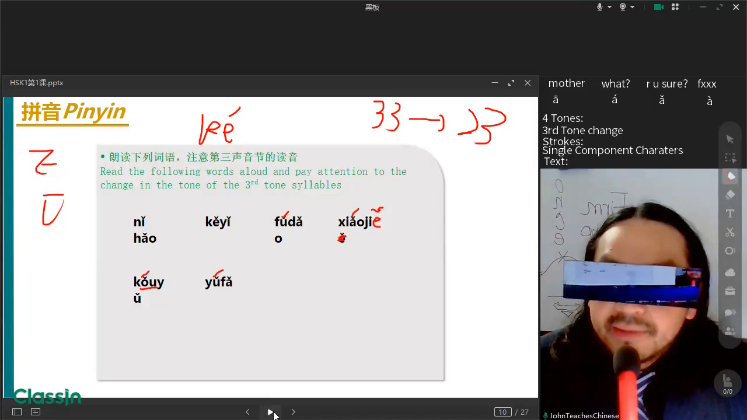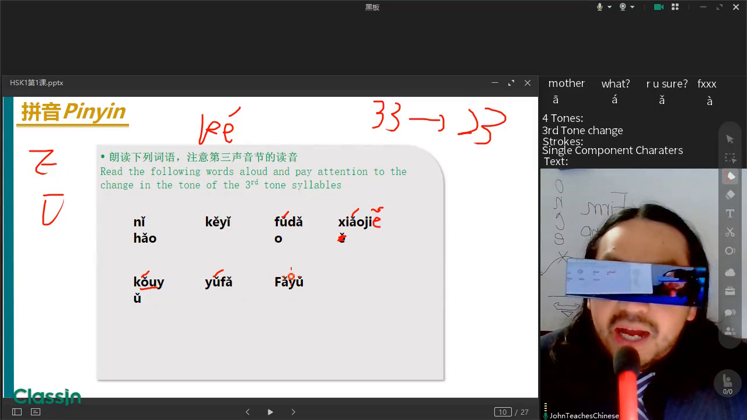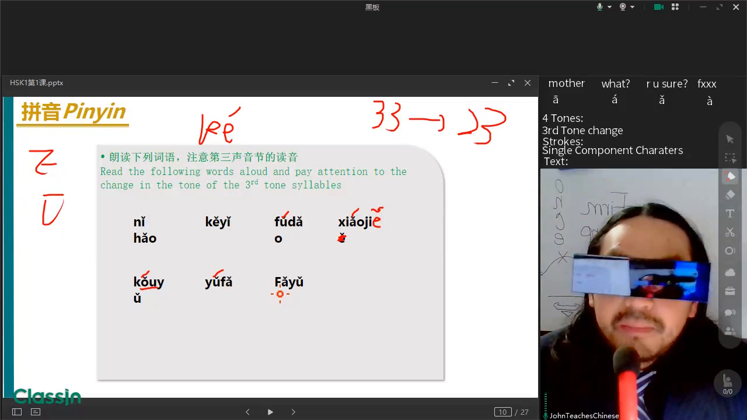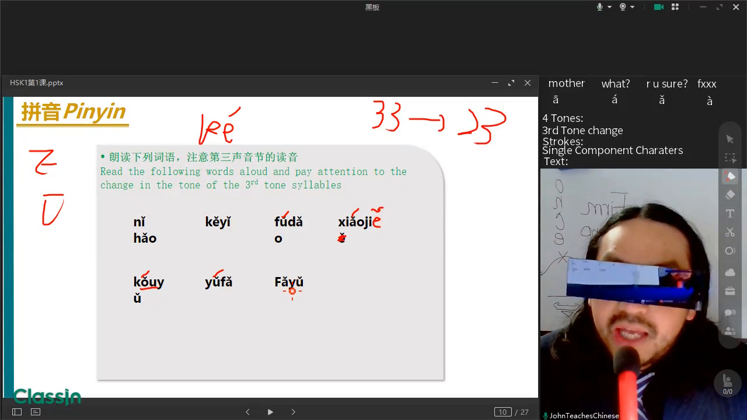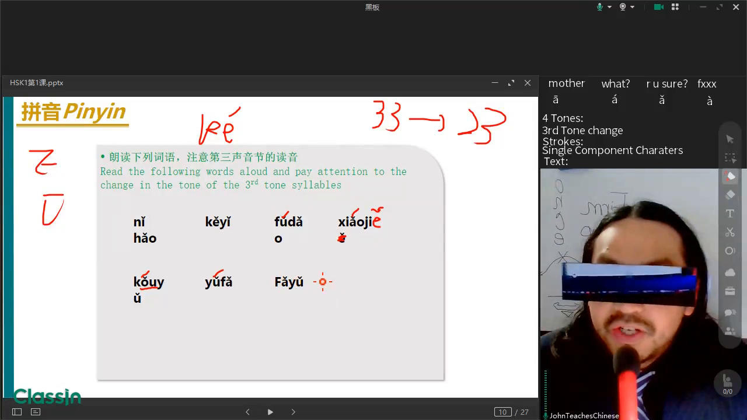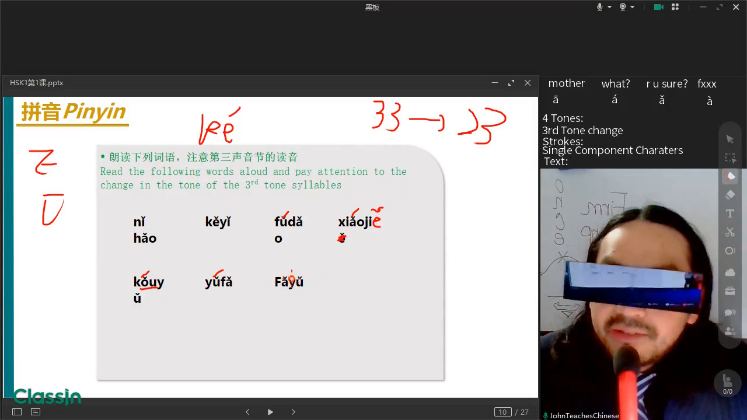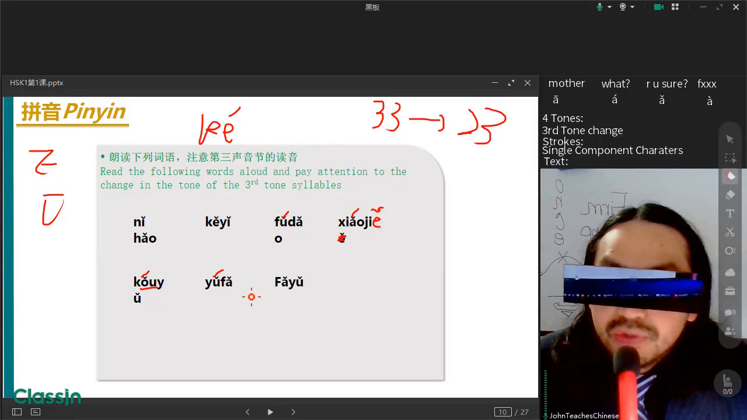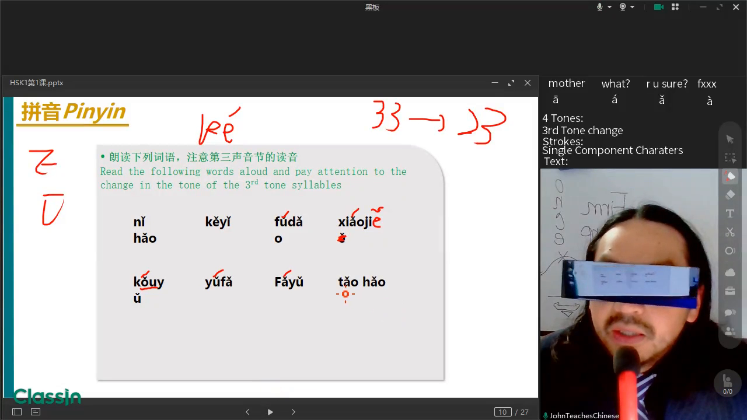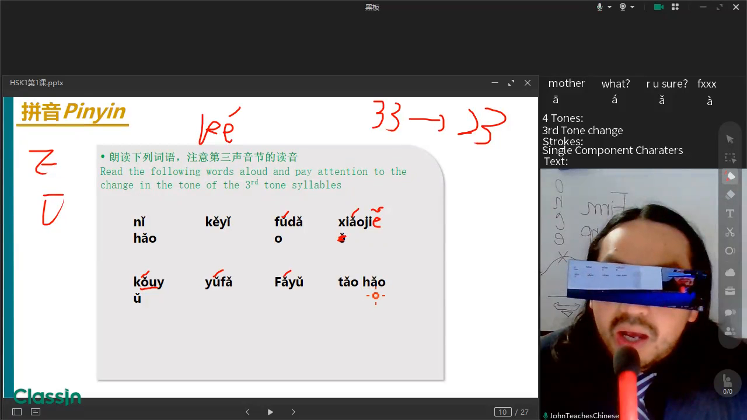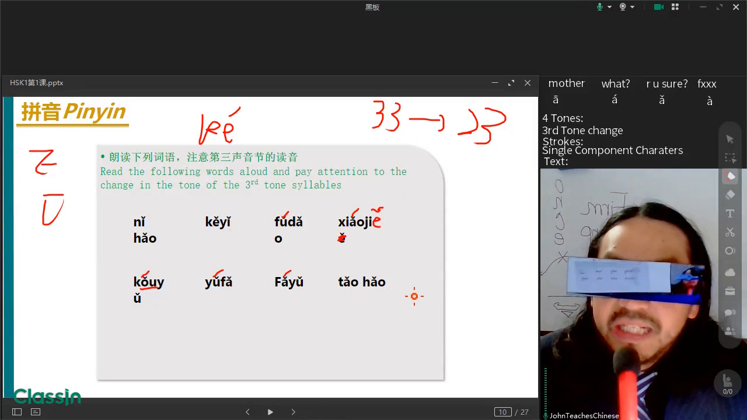Next one, it's reversed. 法语. 法 means français, 语 language, so it means French language. 法语. This one is 语法, 语法, 法语.